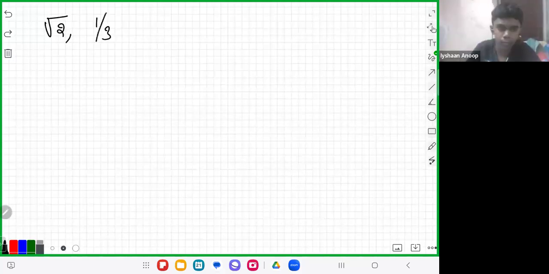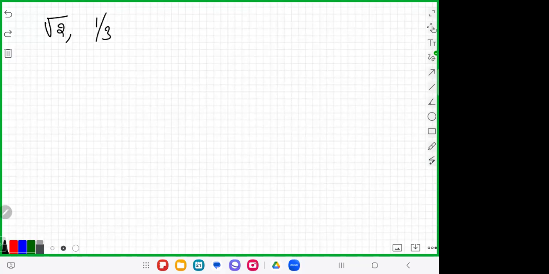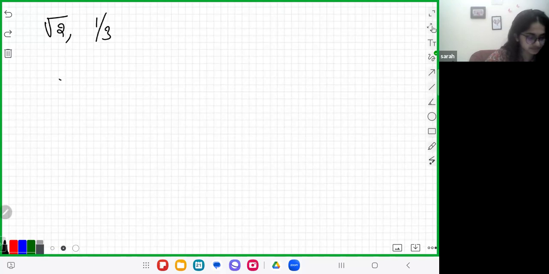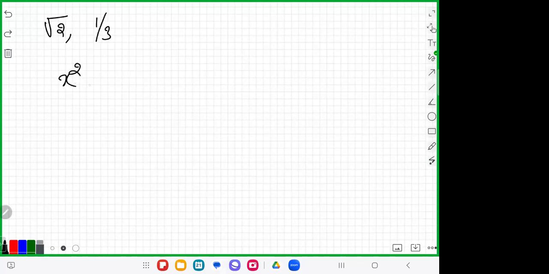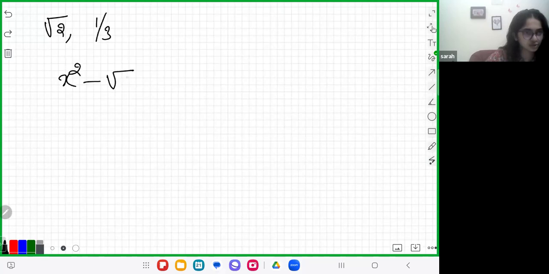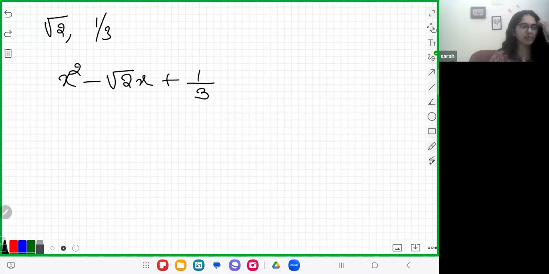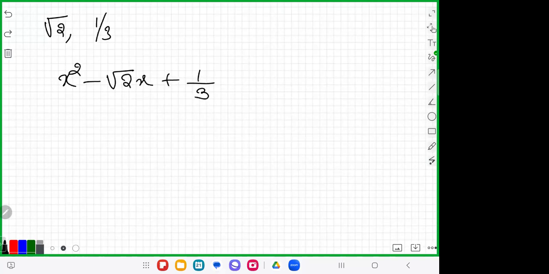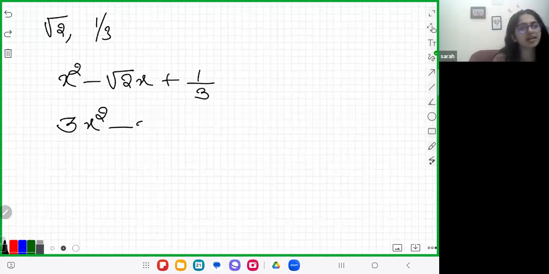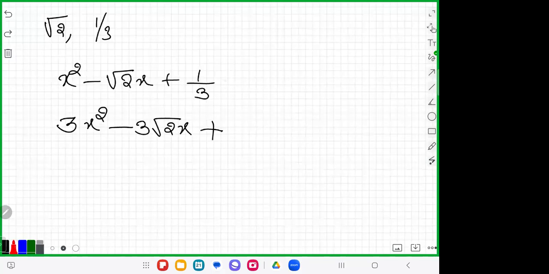Zara, tell me, how will you do this one? The formula is x square, so no need for a formula, just the answer. I'll leave the answer: x square minus root 2 x root 2 plus x product plus product, 1 by 3. The next step: multiplying by 3, 3 into x square, 3x square minus 3 root 3 x plus x. We are multiplying with 3 throughout. The last step is 3 and 3 cancel. What is remaining? 1 is remaining.